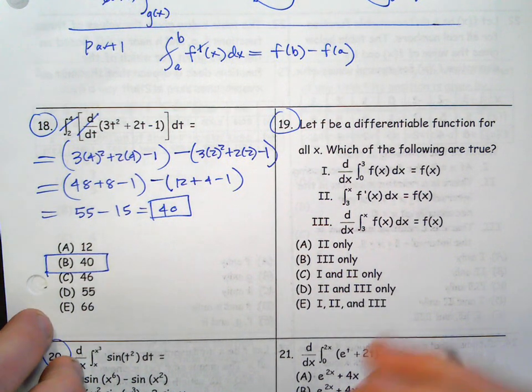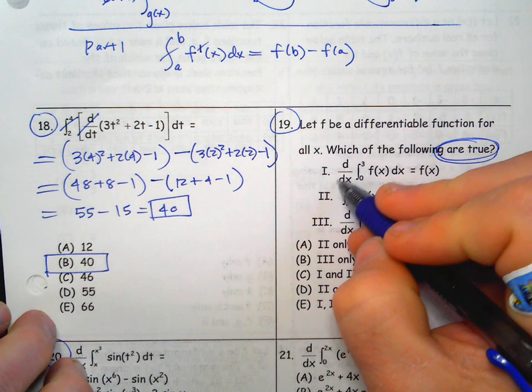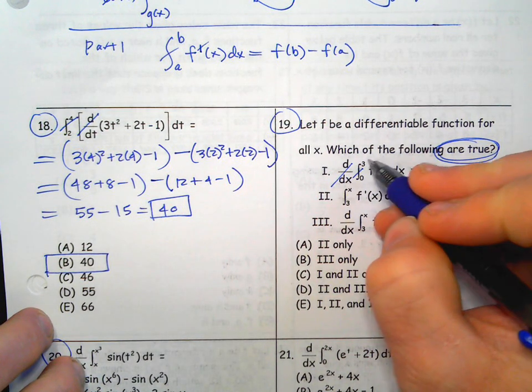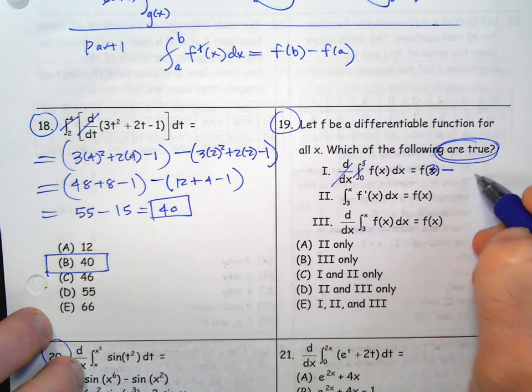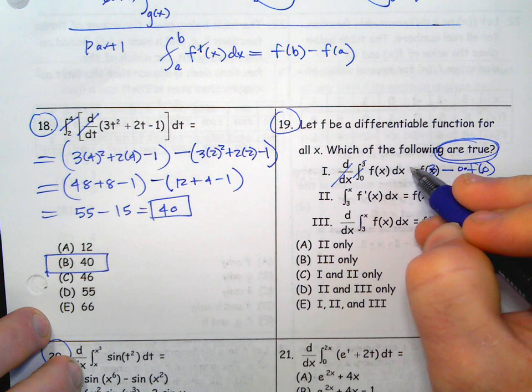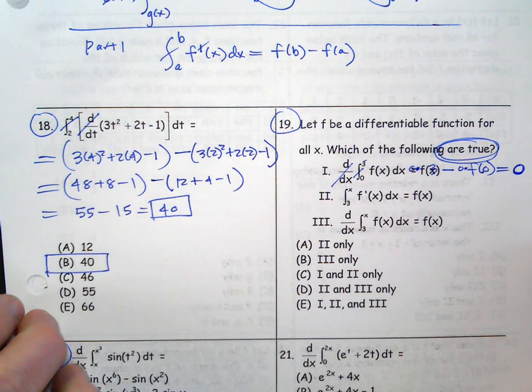19. Let f be a differentiable function. Which of the following are true? If you take the derivative of an integral, you get the original function. Yeah, but then you got to plug the limits in, right? And then you got to multiply by the derivatives of what you plugged in. So the answer ends up becoming 0 for that case.